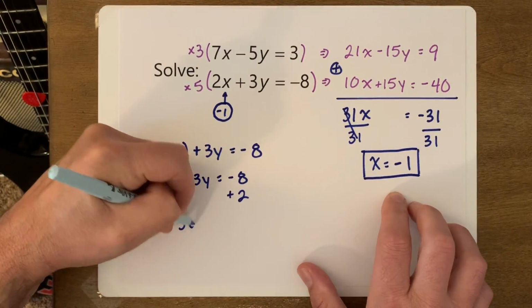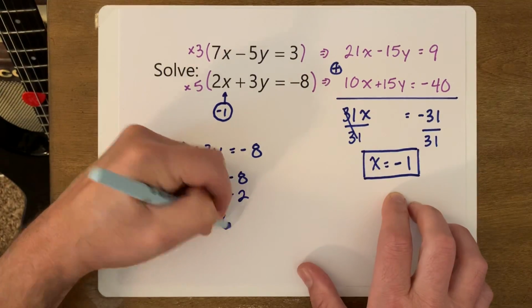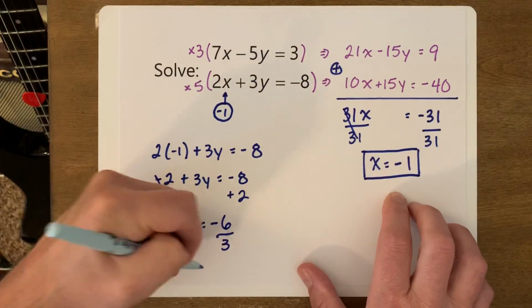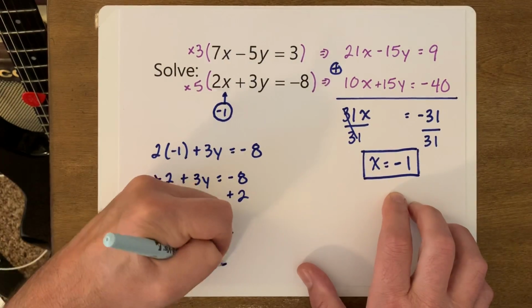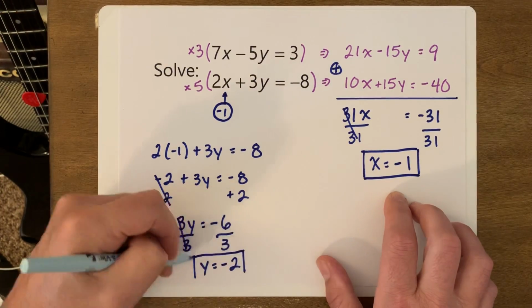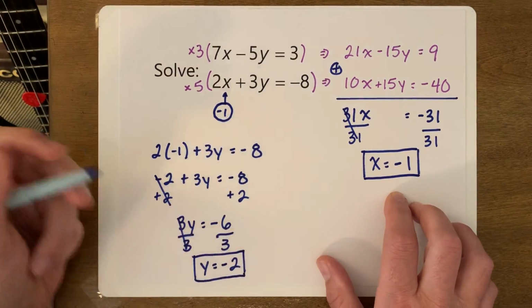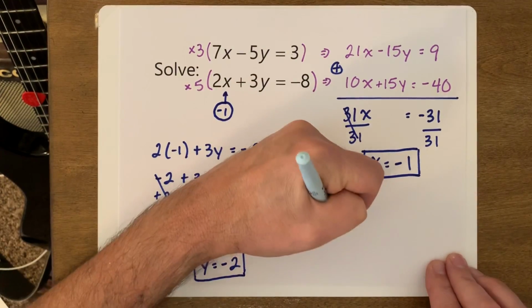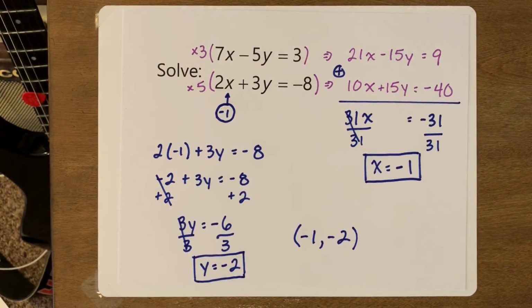Bring down my 3y equals -6, right? Divide by 3, divide by 3, and it looks like my y value is -2. So it's looking like these two lines are going to meet at -1, -2. So that looks like the solution of those two. All right, a couple more.